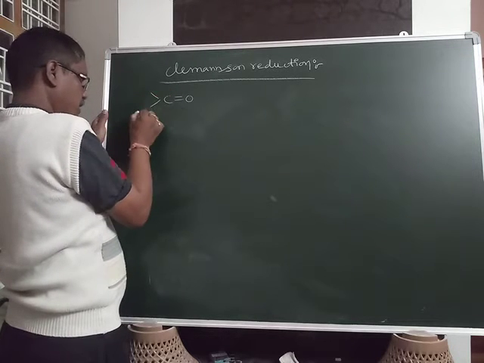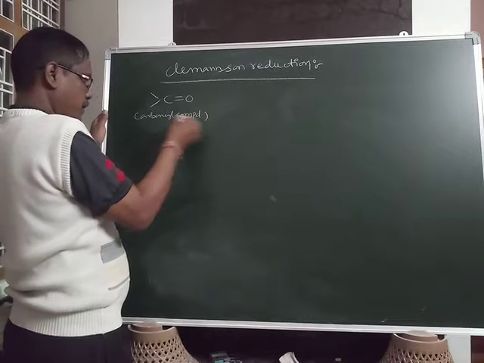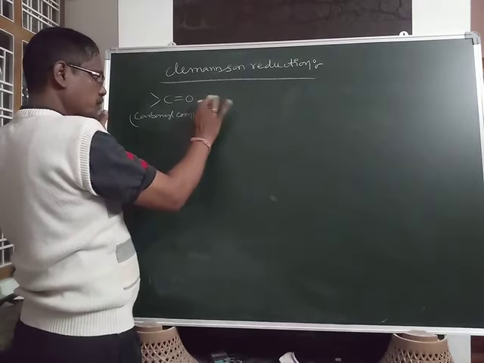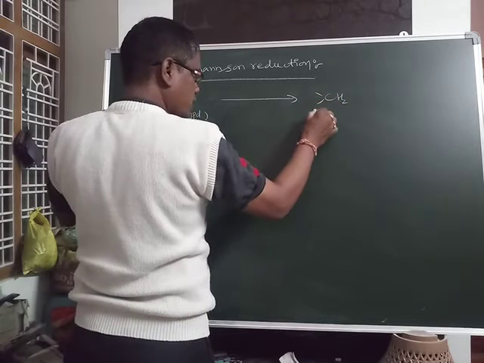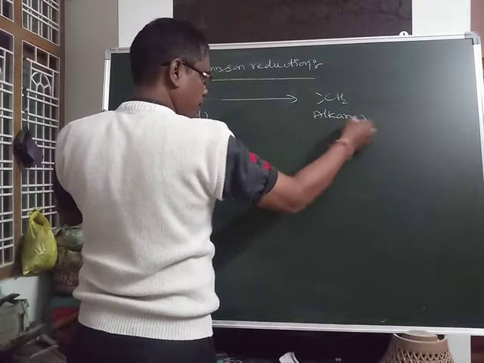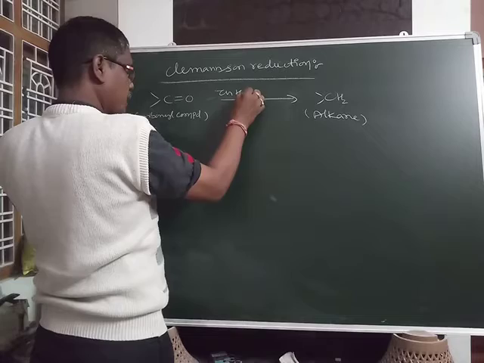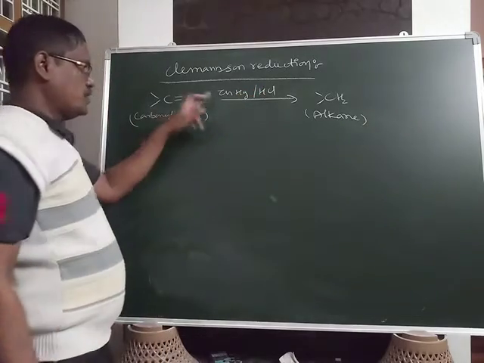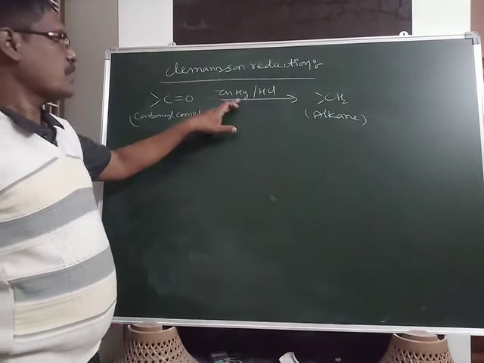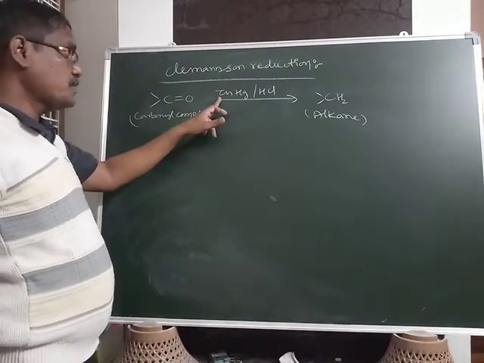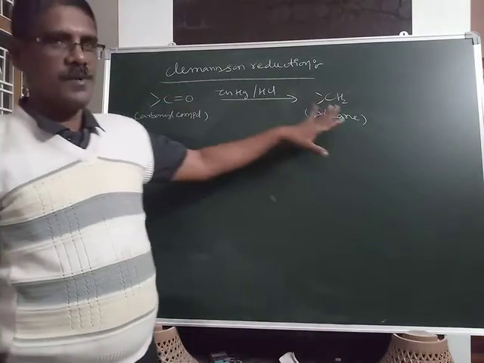Clemmensen reduction is also for the carbonyl compound. A carbonyl compound reduces into CH2, this is called an alkane, in the presence of zinc amalgam and HCl. Zinc amalgam: any alloy of mercury is known as an amalgam. Here zinc is present, that's why zinc amalgam and HCl reduce a carbonyl compound into the alkane.